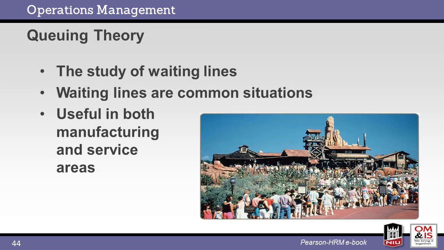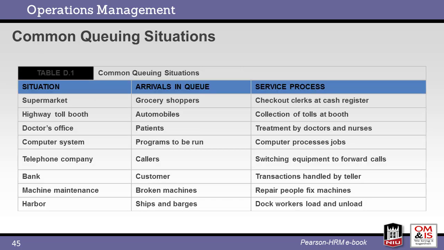Queuing theory is the study of waiting lines and applies to both manufacturing and services. Here are some situations where waiting in line is common. The table lists the situation, who or what is in line, and the associated service process.